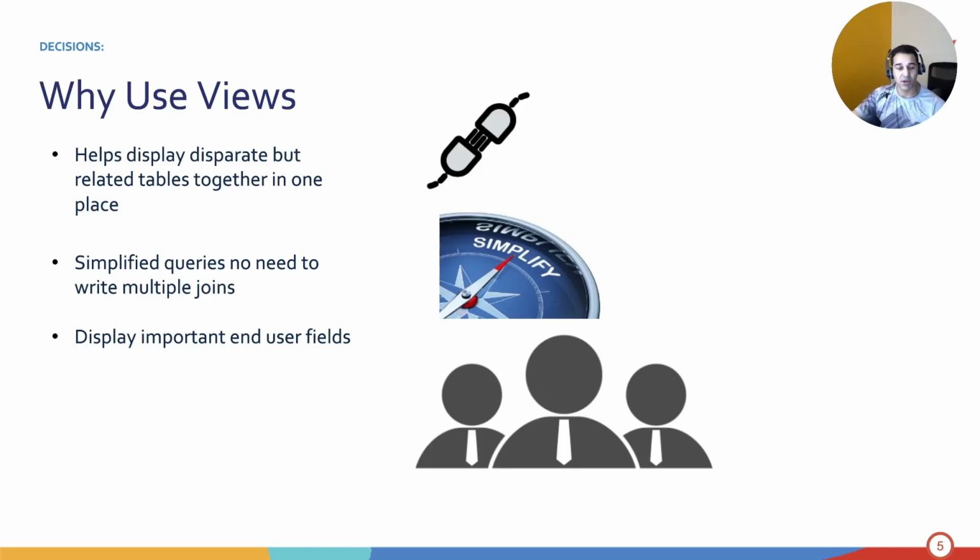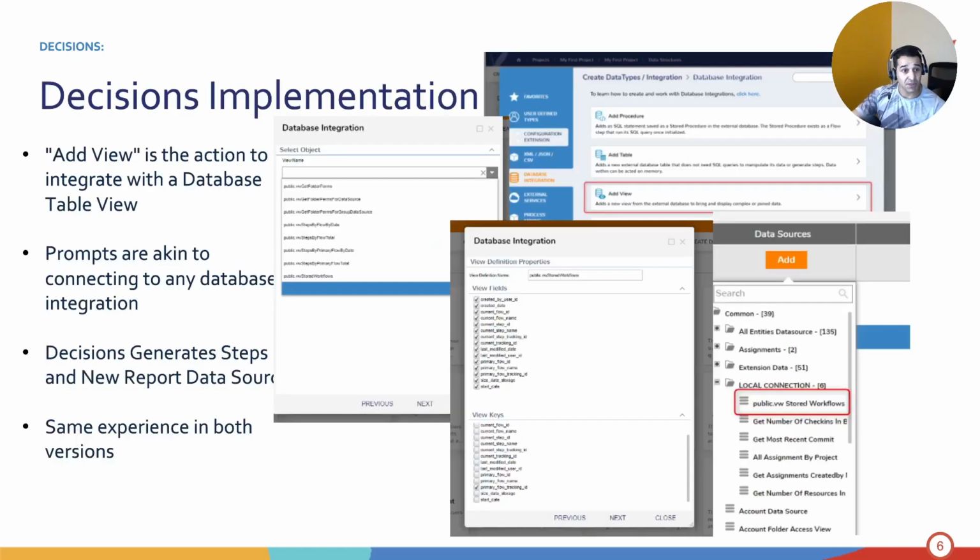Well, the three big areas where it helps are: it helps display disparate information where the related tables are joined together so you can see all of that related information, things like the designer elements and their associated projects. It also allows you to simplify queries, so you don't need to write multiple joins. And third, you can display important end user fields. Another thing that's important to know is that it has a Decisions implementation. One of the other reasons why we want to use views inside of Decisions is that it helps have your dashboards run in a more performant manner.